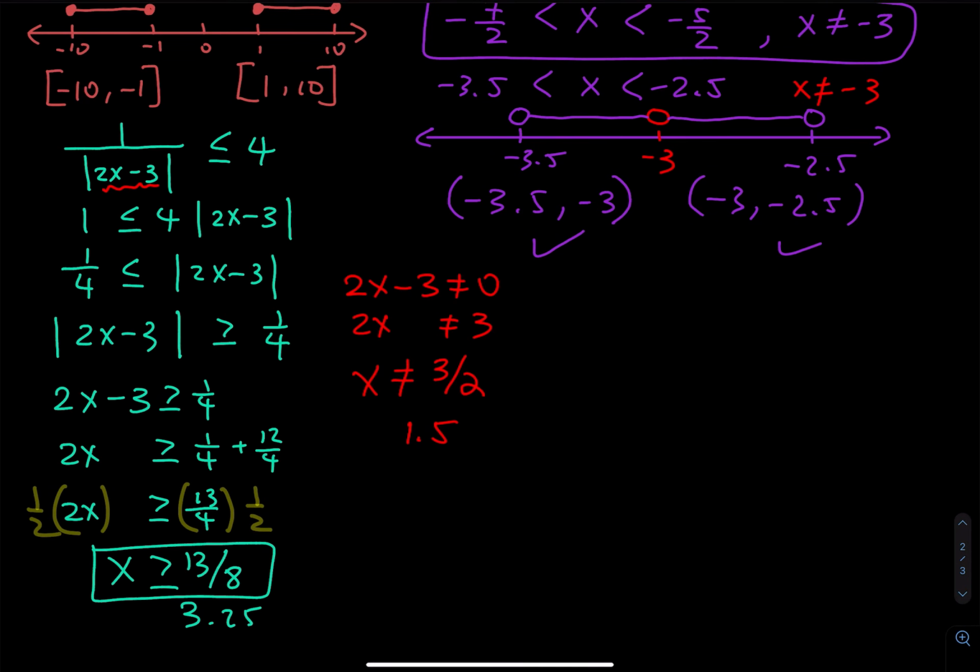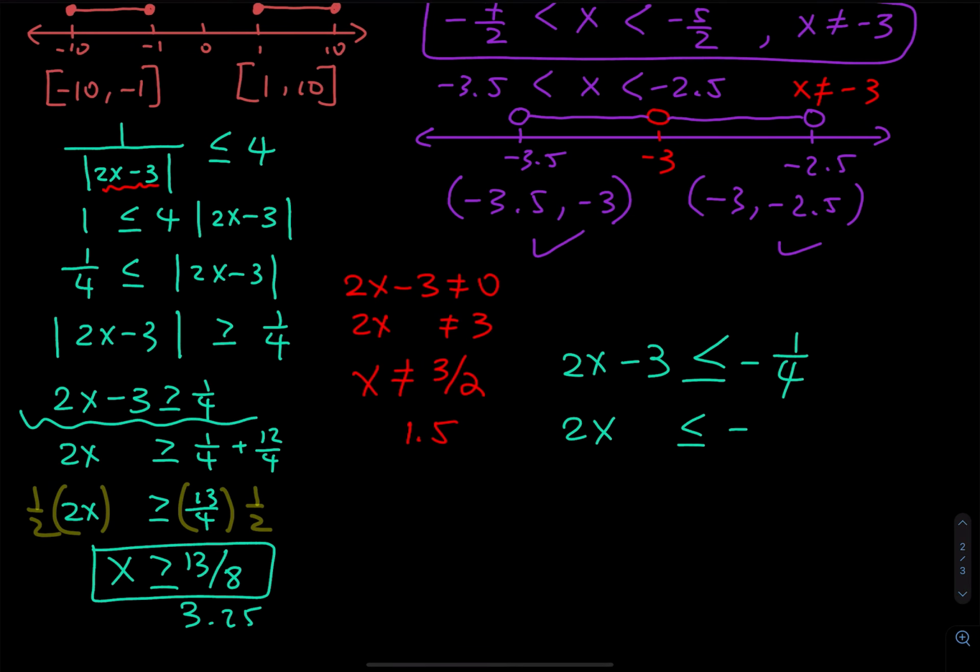And then how about the second inequality? The first one you have that, and then the second one will be 2x minus 3, less than or equal to negative 1 over 4, you reverse the sign and negate the other side. Got that? So 2x less than or equal to negative 1 over 4, plus 3. So that will be 12 over 4. So this is 2x less than or equal to, oh, it's actually 11 over 4. 12 minus 1 is 11, so we have 11 over 4.